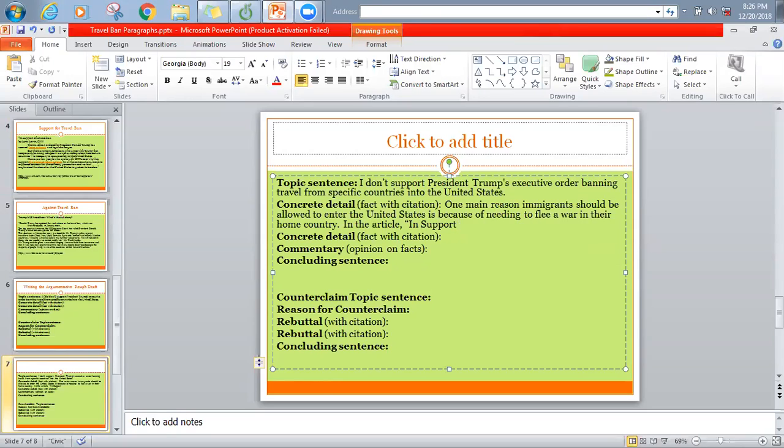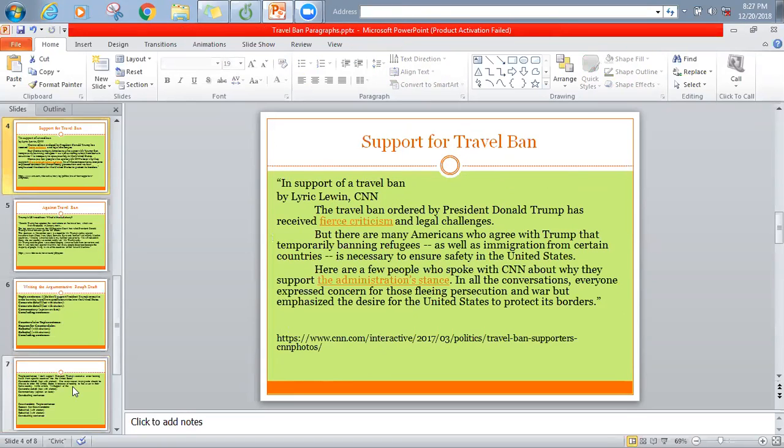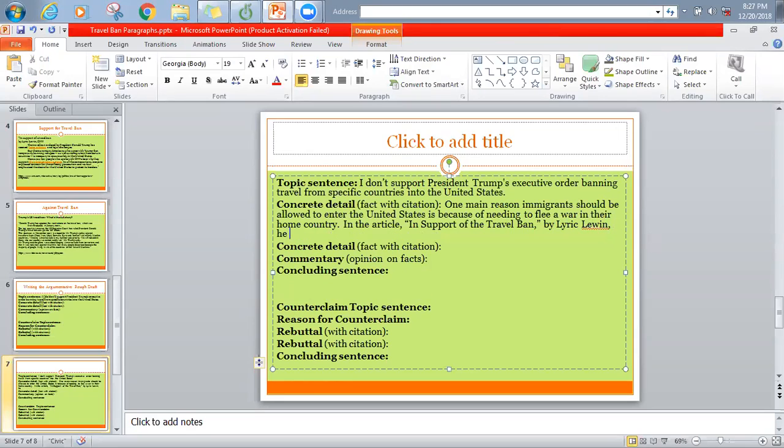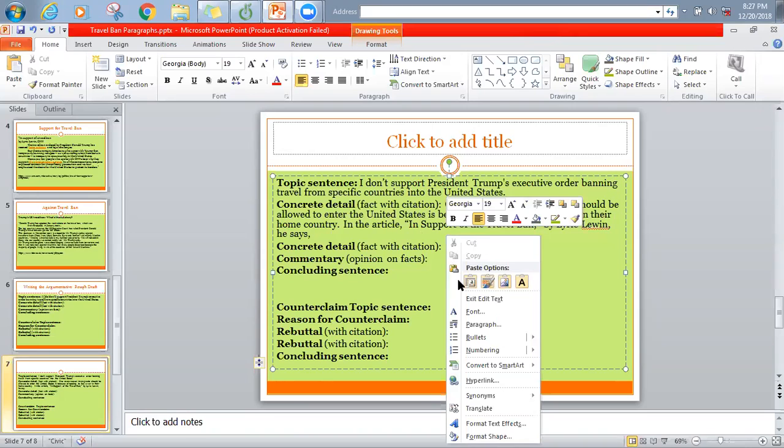One thing I'm going to do here that I know sometimes is new for a lot of students is show you how I set this up to make sure that I've cited it correctly. Okay, so in support of the travel ban, and then by Lyric Lewin, he says, and then I'm going to put that quote in here.